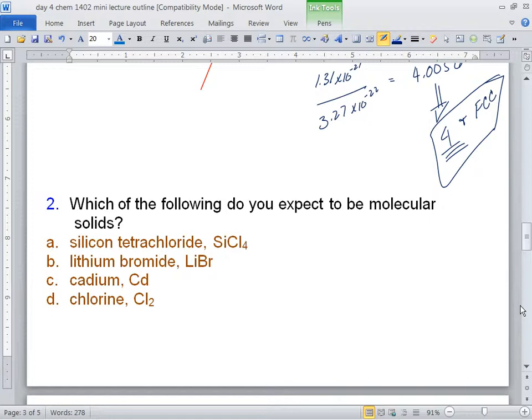Which of these solids do you expect to be molecular solids? Now, there might be more than one answer here. Which ones do you think?